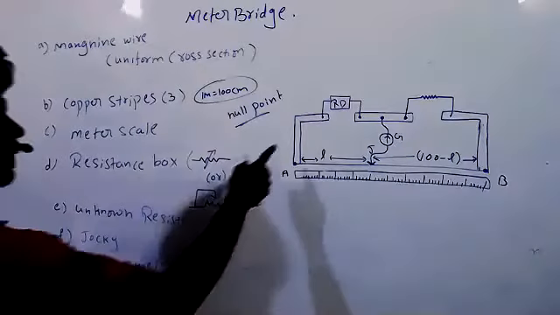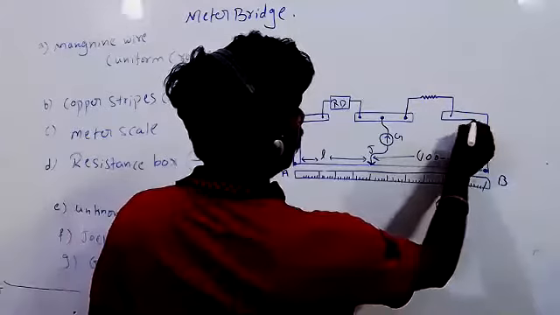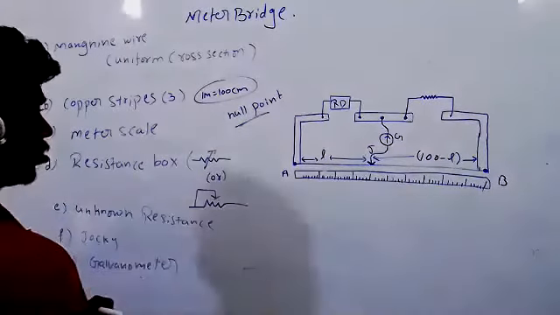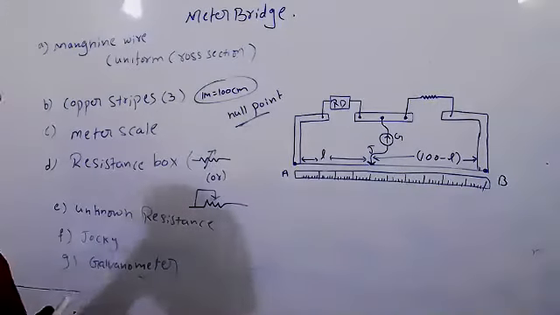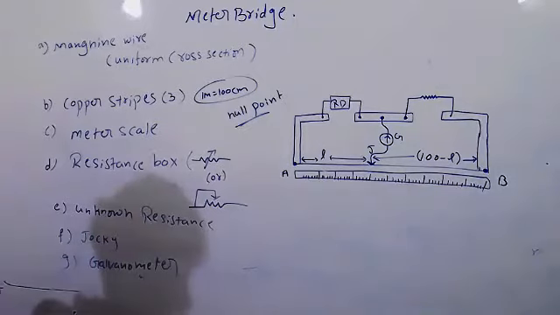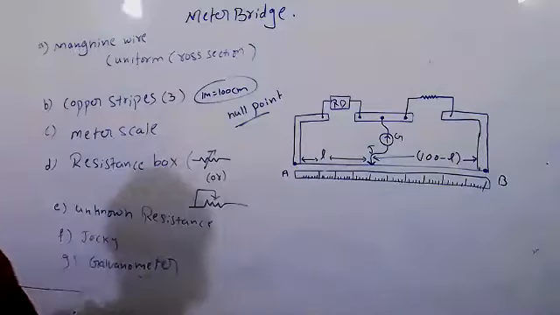Three copper strips. One is bent at a right angle. Right angle light. A 1 meter scale, arranged parallel to the wire. This wire is fixed to a wooden board. After that, the copper strips are arranged.